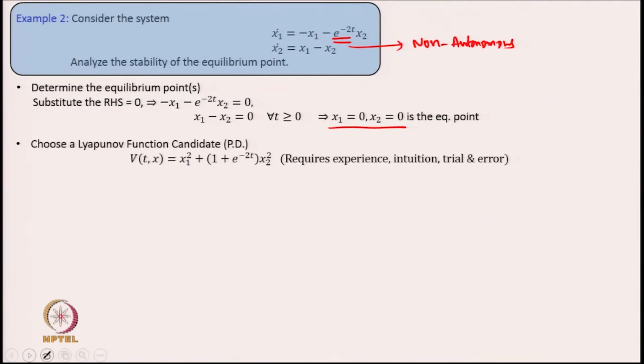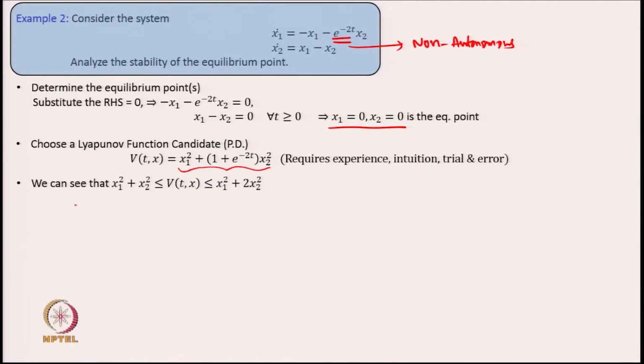So, next we choose a Lyapunov function candidate. We try to choose a positive definite function. So, let us choose this as our Lyapunov function candidate. How we choose this we can talk about later, but right now let us just go ahead with this choice. As you can see here, as opposed to last time, this Lyapunov function is in fact time varying. So, you could try different Lyapunov function candidates and eventually converge on one which helps you to conclude about stability.